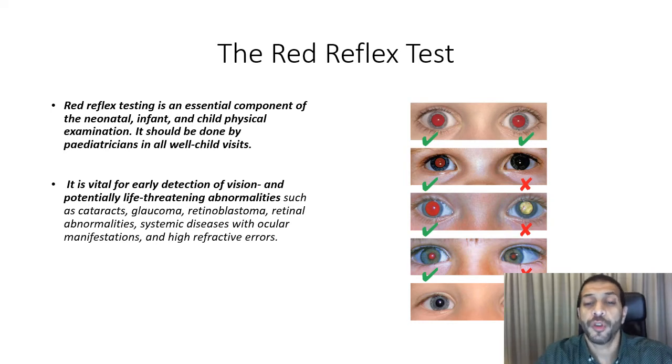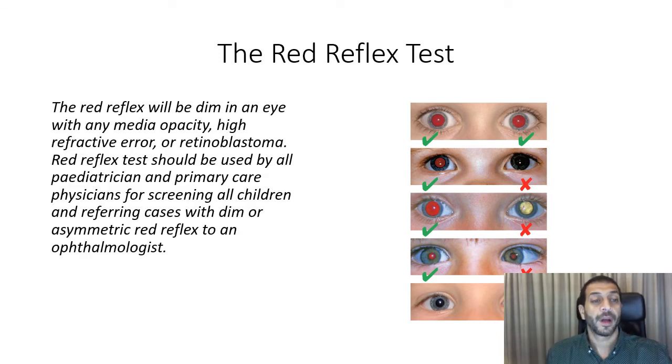in the top image you should see equal red reflex in both eyes. If you see lost red reflex in one eye or yellowish reflex in one eye, that means there is a pathology. The red reflex will be dim in an eye with a media opacity. So if you look at the images here, the top image with the green text, this is normal.